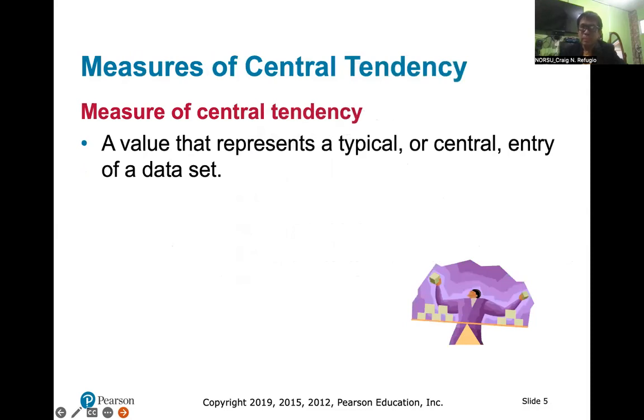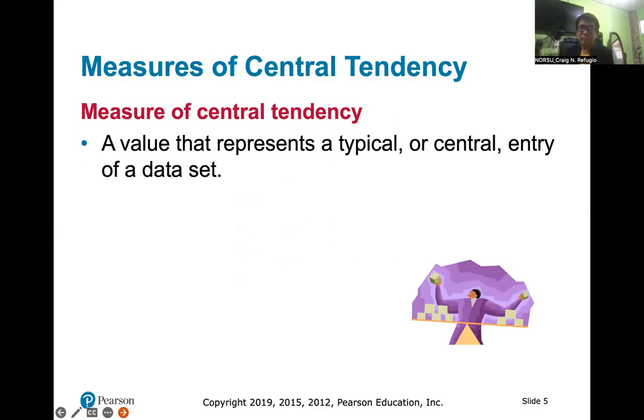So in terms of measures of central tendency, we look into the definition: a value that represents a typical or central entry of a data set. And when we talk about a data set, that refers to all of the data being collected. So in terms of assessment of learning, all of the scores collected from the students, from the learners, or from the pupils in general can be classified as a data set.